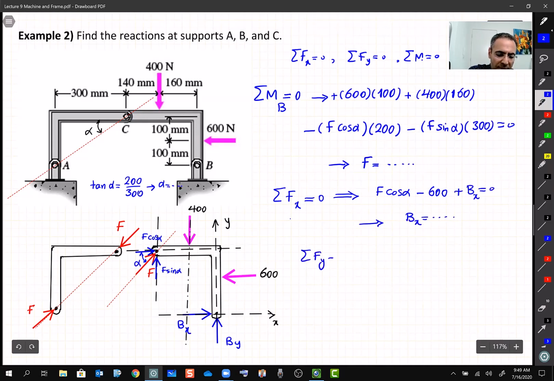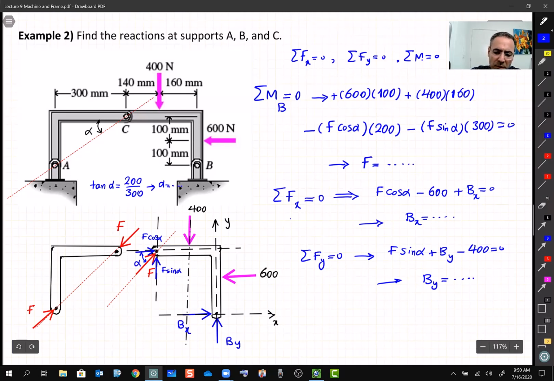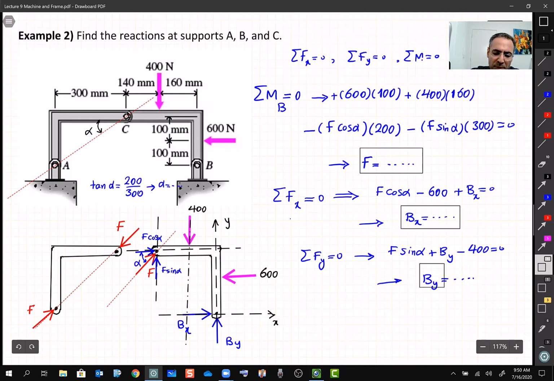And the other tool that I have, sum of the forces in y equal to 0. In y, I have F sine alpha. I have By. And I have minus 400 equal to 0. Easily, I can find By, right? So, as you can see, it's very easy. When we get to these free body diagrams, then the rest is simply following these three basic formulas that we have. Please continue the solution and try to find out the numbers for F, Bx, and By.